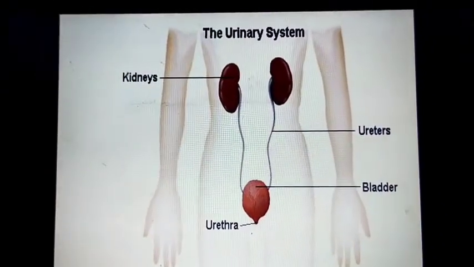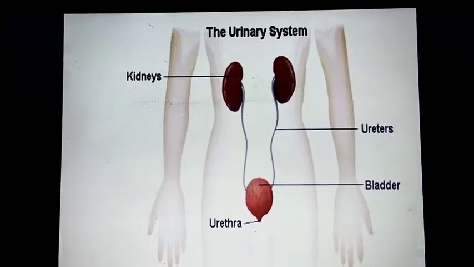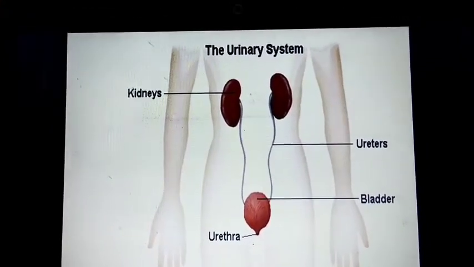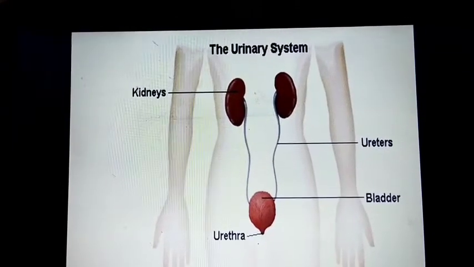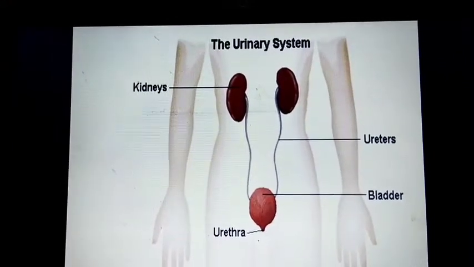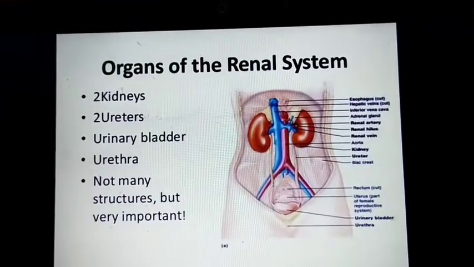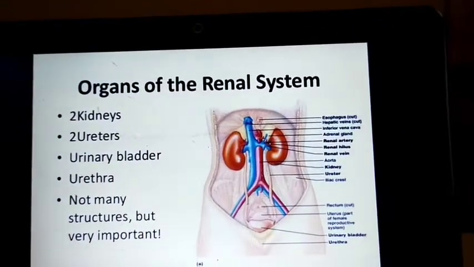Good morning everyone. Today we will go through the anatomy of the urinary system, mainly the anatomy of the kidney. The urinary system mainly consists of the kidney, ureter, bladder, and the urethra. These are the organs of the renal system or urinary system.